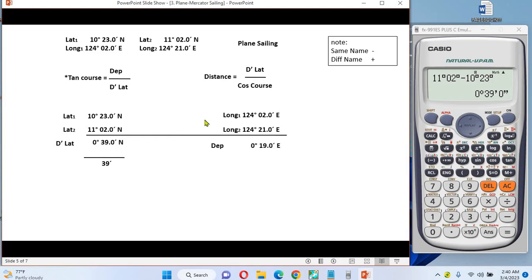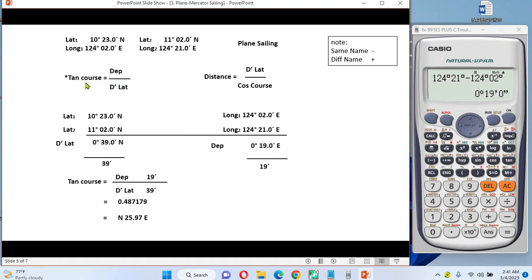So in longitude, the larger number is 124.21. So 124 degrees 21 minutes minus 124 degrees 02 minutes equals, so there you go, 19. So the same answer, the same answer. Okay, so bring down 19 and then punch in the formula.